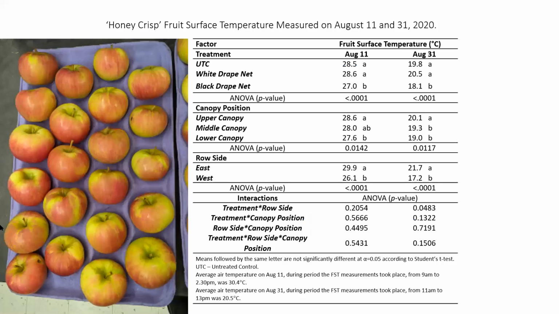Now we are moving to the fruit surface temperature, and we can see that fruit grown under the black net had constantly lower fruit surface temperature in comparison to the untreated control or white net. Also, we see that canopy position and row orientation can influence fruit surface temperature. So fruit positioned lower in the canopy or on the vertex position had a lower fruit surface temperature and thus was less prone to sunburn damage.